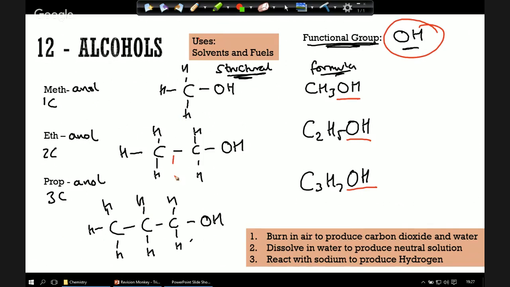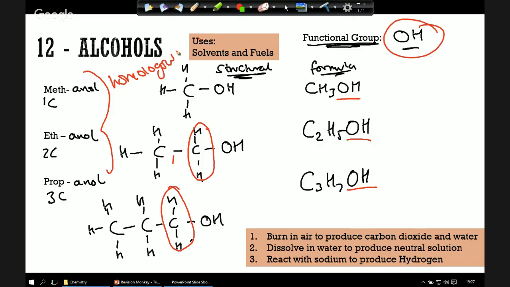Because these are very similar in structure and they only change by 1 small thing, so each one just adds each time just that CH2, and they all have the same structure, we call these a homologous series. So it's just 1 S, homologous series. Okay, where homo is like the same, so these are all very similar molecules, they just differ by 1 small thing. Now, alcohols are really important as solvents and as fuels.